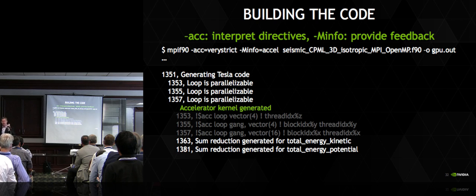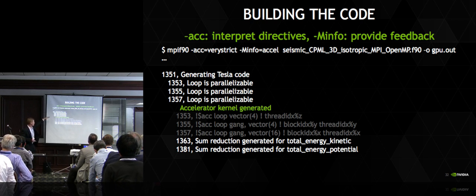Now that I inserted that directive in the code, how do I build the code? When you use the compiler, you use the -acc option. I use it very strictly in this case, but you don't necessarily have to. And then an important command line option is -Minfo=accel. The compiler is really good at bookkeeping. It's a shame if you don't listen to what the compiler is telling you. So turn that switch on so that you can see what's happening behind the scenes and read that data.